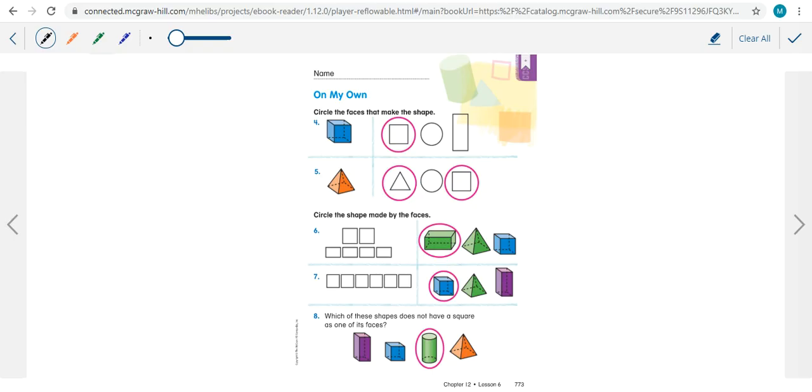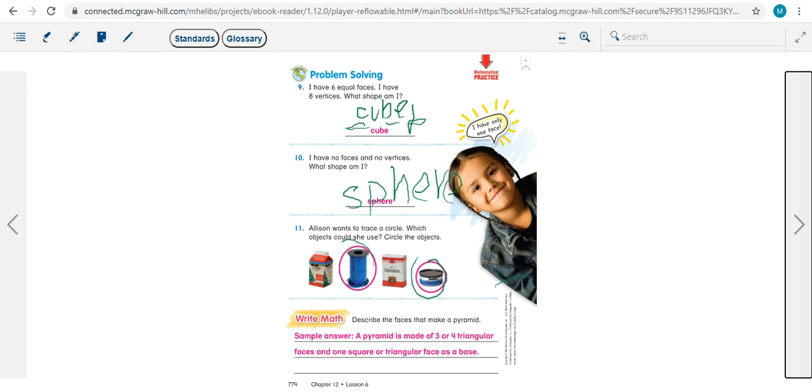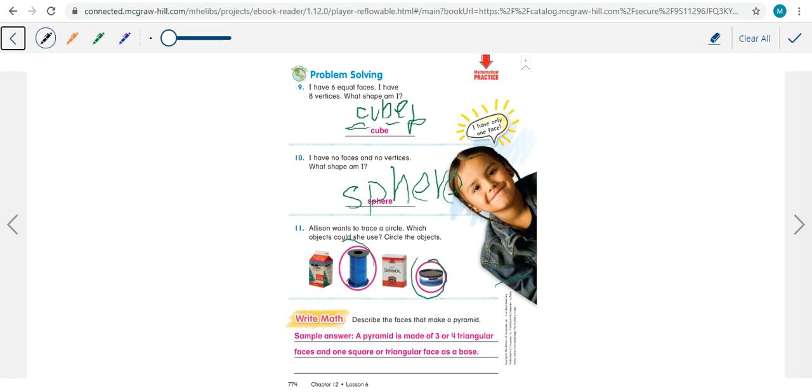Number 8. Which of these shapes does not have a square as one of its faces? Of course, the cylinder, because the cylinder has as a flat surface a circle, not a square. Turn your pages, please. Now, let's do number 9 together.